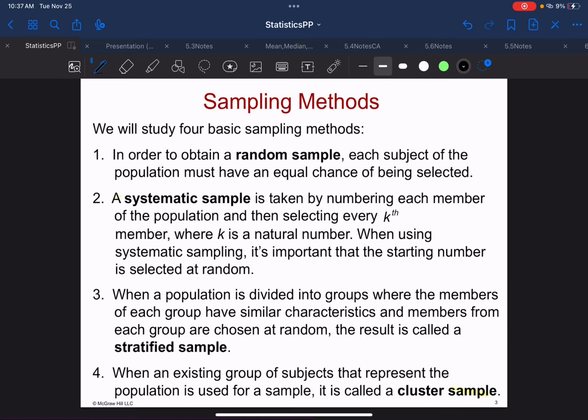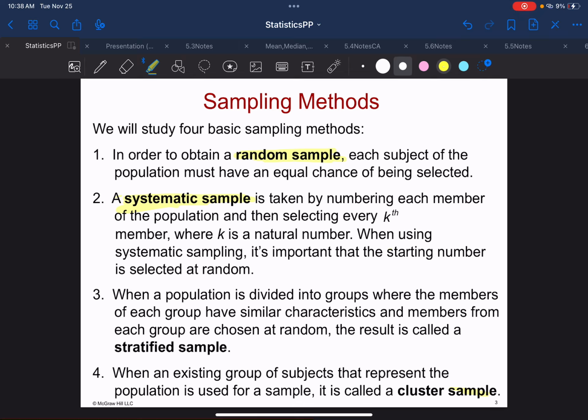Okay, so there are different types of sampling methods that we can use in order to obtain a representative sample. The first one is a random sample. In order to obtain a random sample, each subject of the population must have an equal chance of being selected. So completely random.